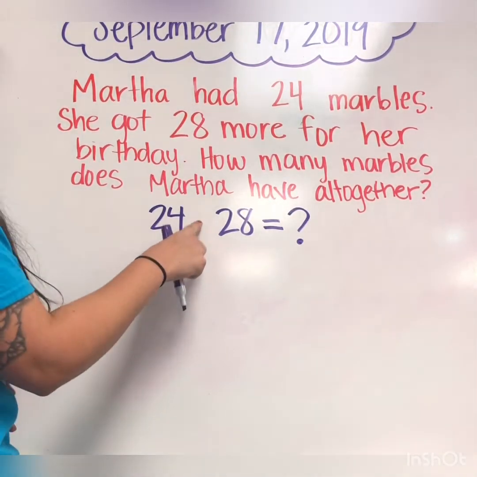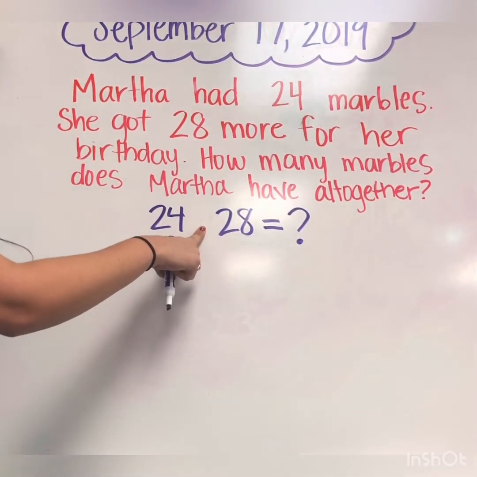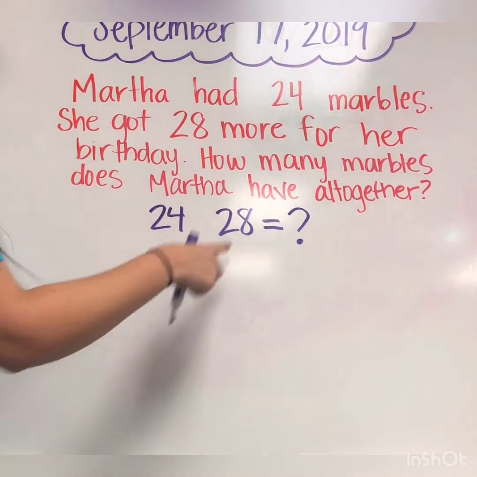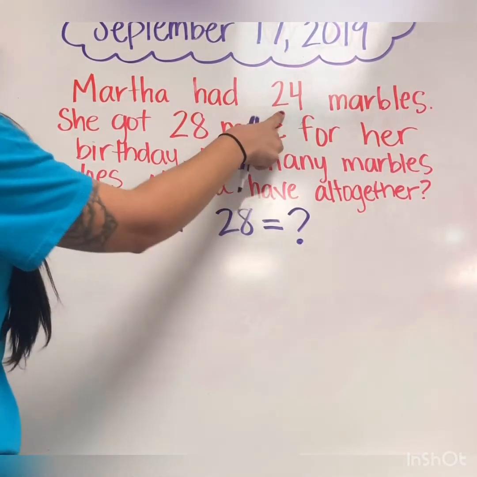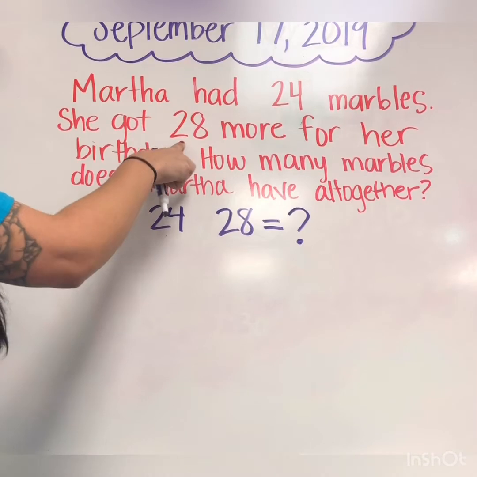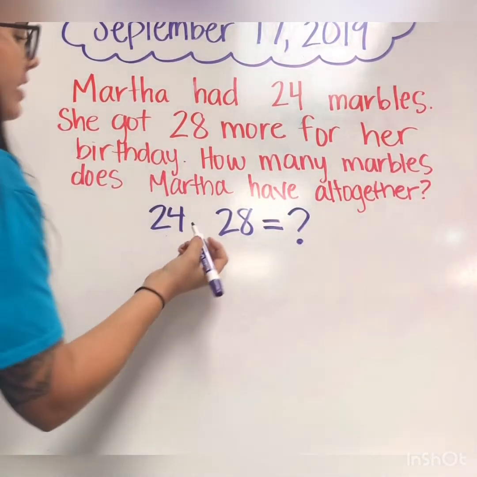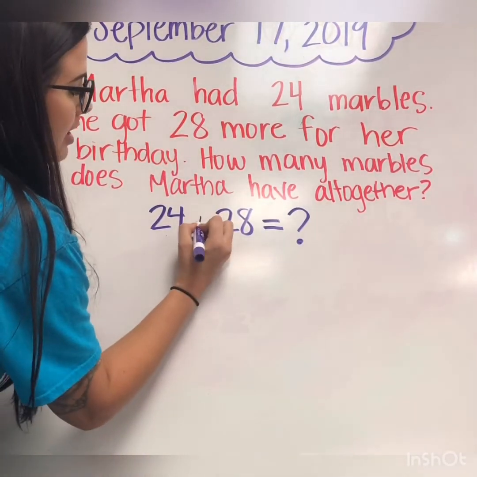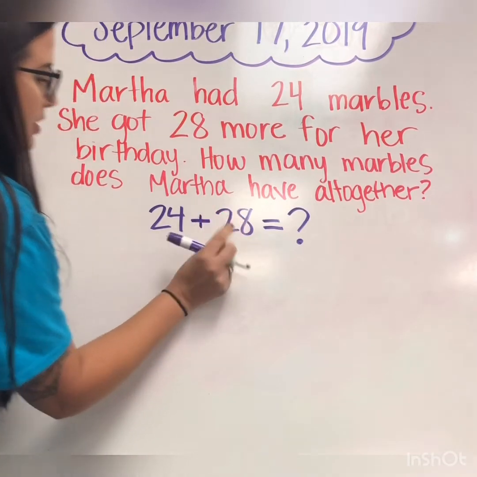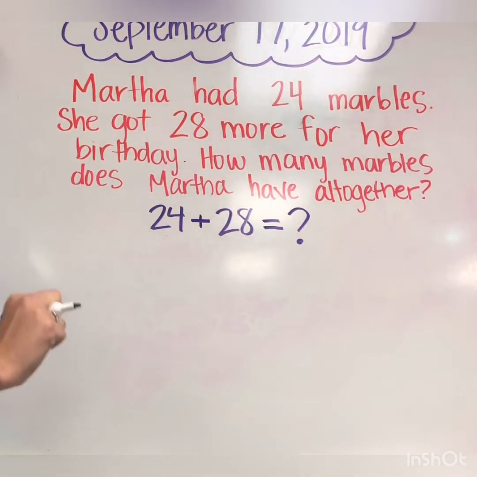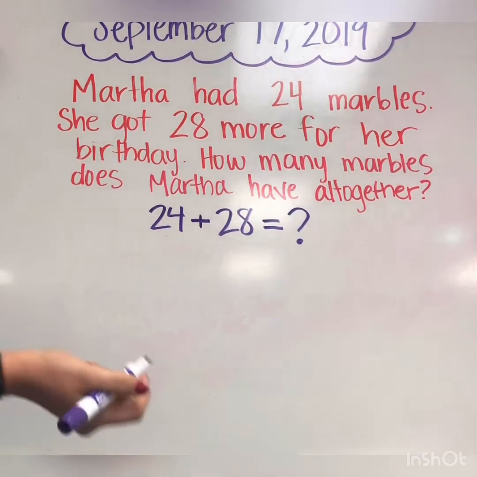However, I need to figure out if I'm adding or subtracting here. So if I think about this situation, Martha had 24, and then she got 28 more. So if she got more for her birthday, she's adding to the collection she already had. So I know she's going to add the 28 to the 24. So now that I've got my equation, now I can start solving it with my base 10 representations.